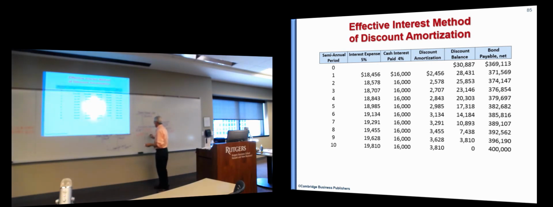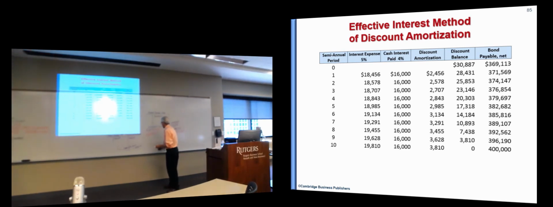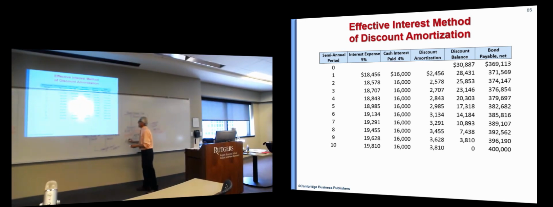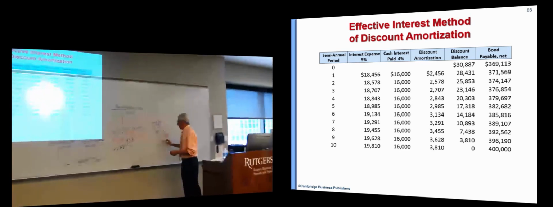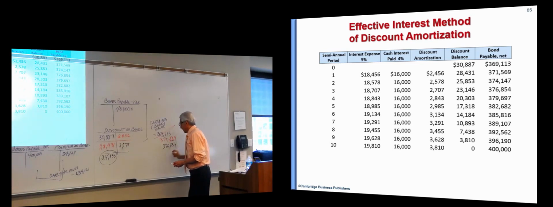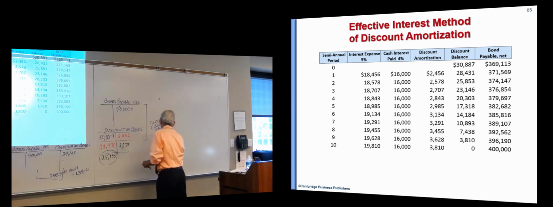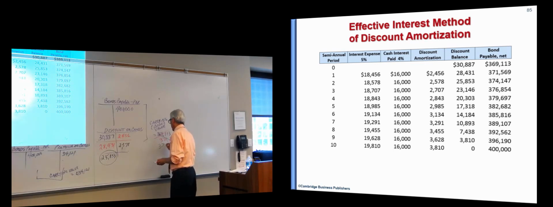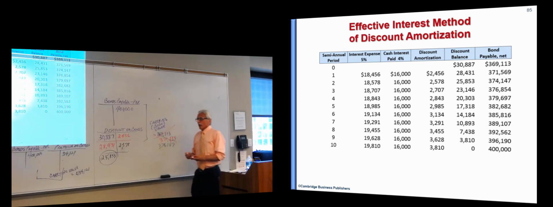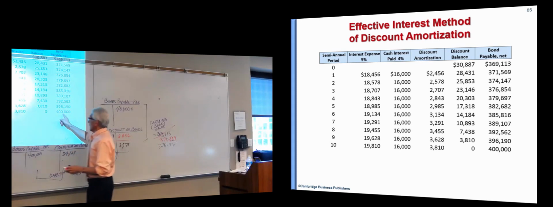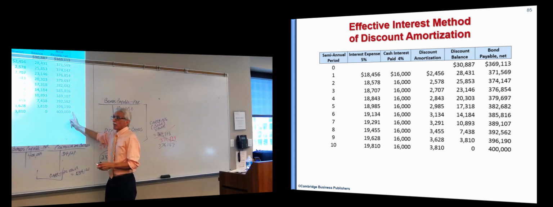The balance of the discount goes down to 25,853. And the balance of the debt goes up to 374. So the idea is to bring the discount down to zero, recognize the additional interest expense, and that brings the balance up to $400,000 when you have to pay.